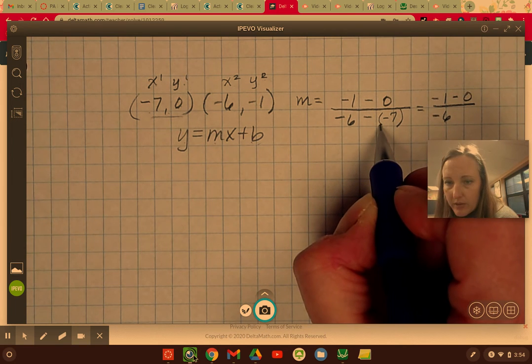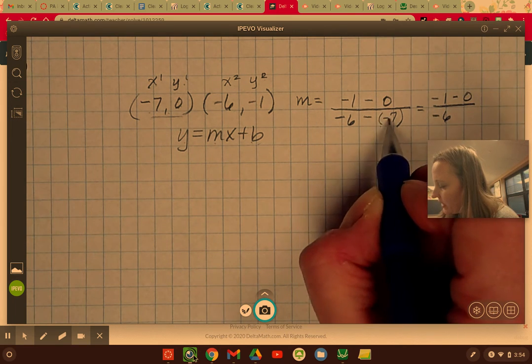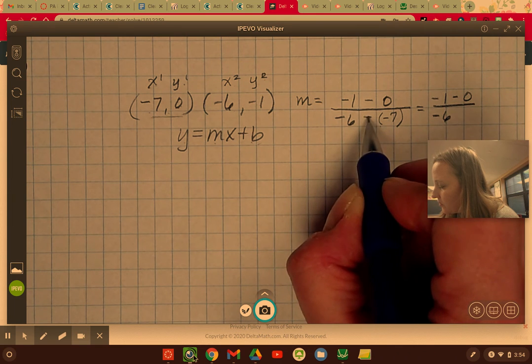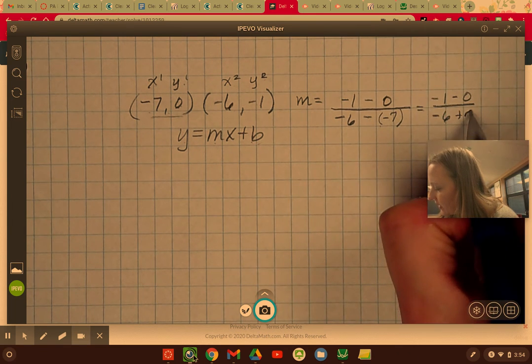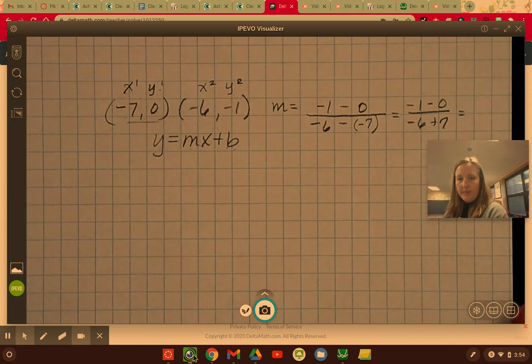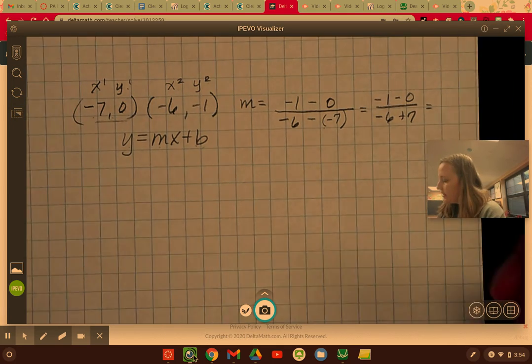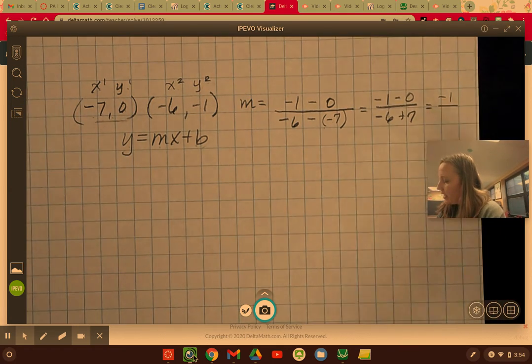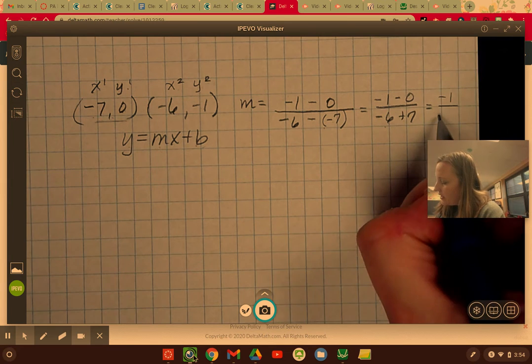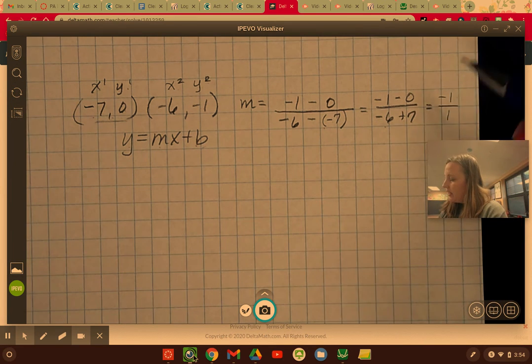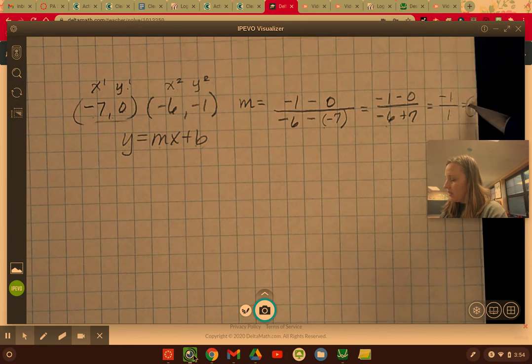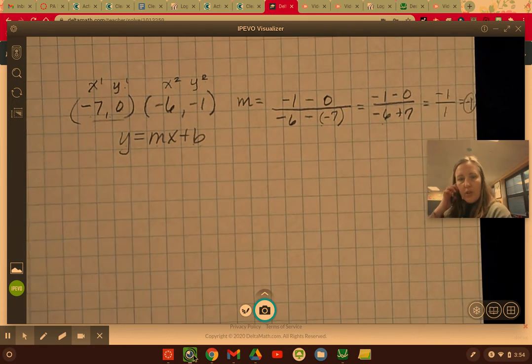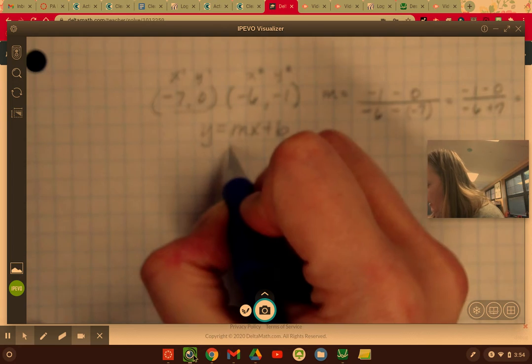That becomes a plus, right? It's a face problem that looks like a face. So -6 plus 7. I'm going to simplify that again. -1 minus 0 is -1. And -6 plus 7 is 1. -1 over 1 is just -1. So the slope is -1.